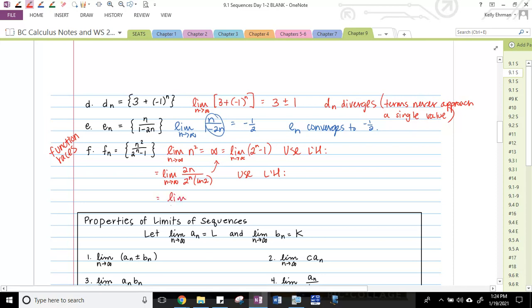Take another derivative, and you'll get 2 over, again, the derivative of 2 to the n is 2 to the n. Natural log of 2 is a constant, but you're going to have another times natural log 2, so natural log 2 will become squared in the denominator. It's just a constant value. 2 over infinity is 0. Therefore, sequence f sub n converges to 0.